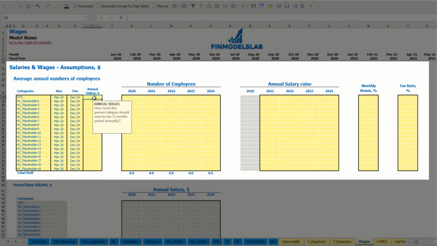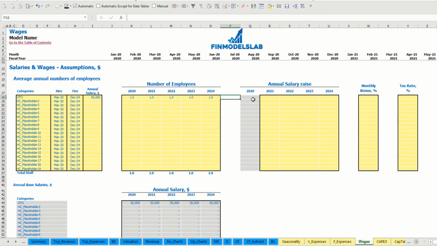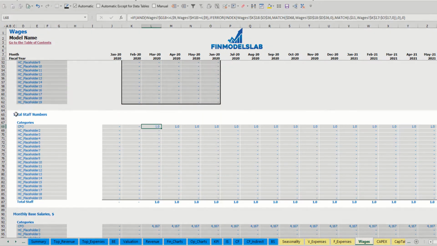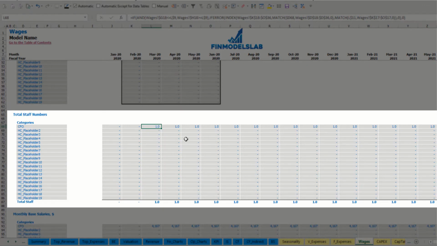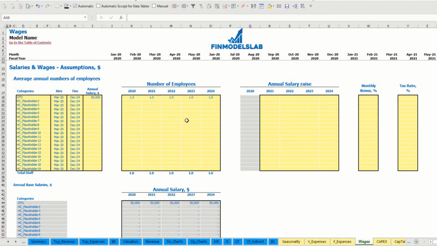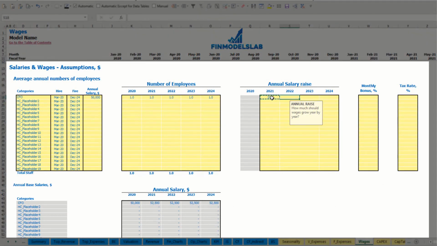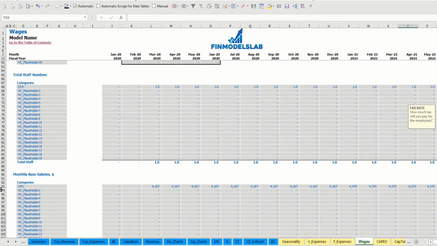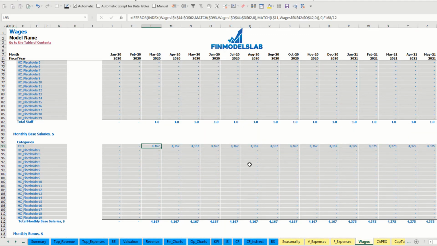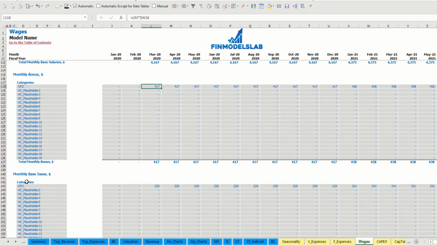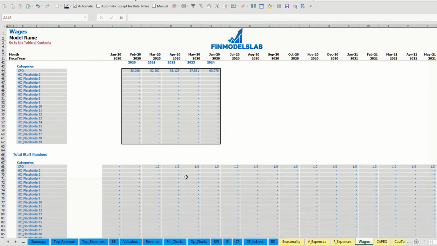So annual salary can be $50,000, and this will be one CFO over the time. So you may see one CFO, which is one headcount, starting from March till the end of the model, which is December 2024. Also, you can input 5% of salary growth rate. You may see the amounts by years connected to this annual salary and impacted by annual salary rise. Let's set up 10% monthly bonus and 5% tax rate. So you may see below the calculation of salary broken down by months, monthly bonus, which is 10%, and 5% of monthly taxes related to the payroll.